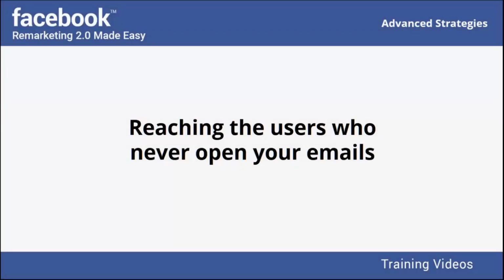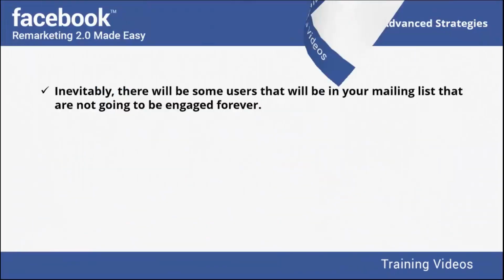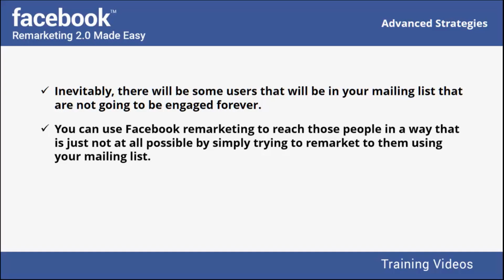Reaching the users who never open your emails. Inevitably, there will be some users in your mailing list that are not going to be engaged forever. Lots of those people will eventually change email addresses, get disinterested, or will simply overlook your emails. You can use Facebook remarketing to reach those people in a way that is just not at all possible by simply trying to remarket to them using your mailing list. If they are already ignoring your emails, they will ignore new ones. So it is time to start retargeting them effectively.